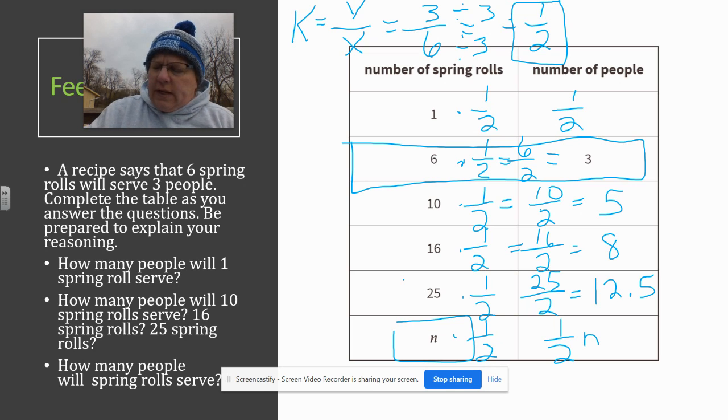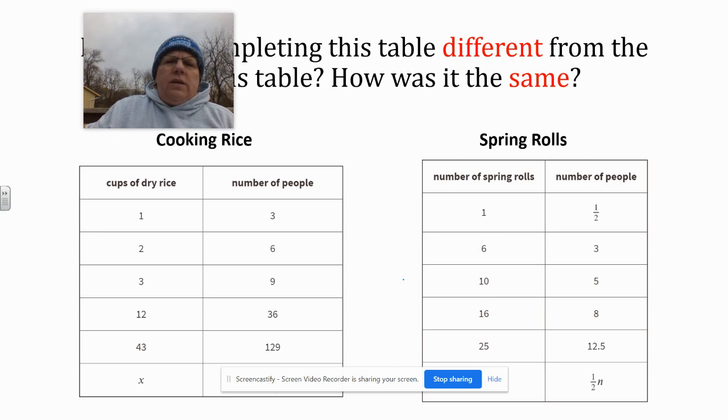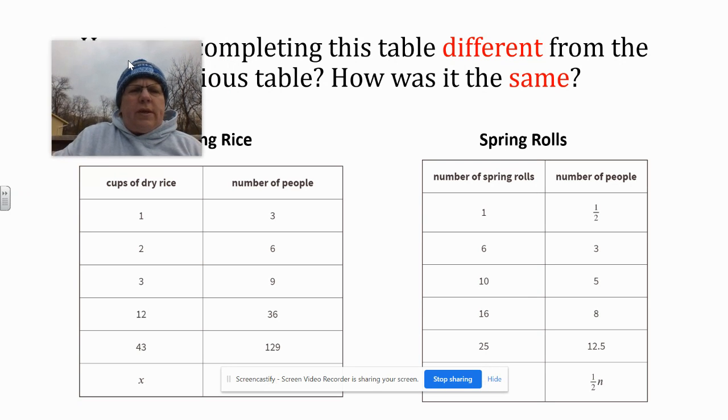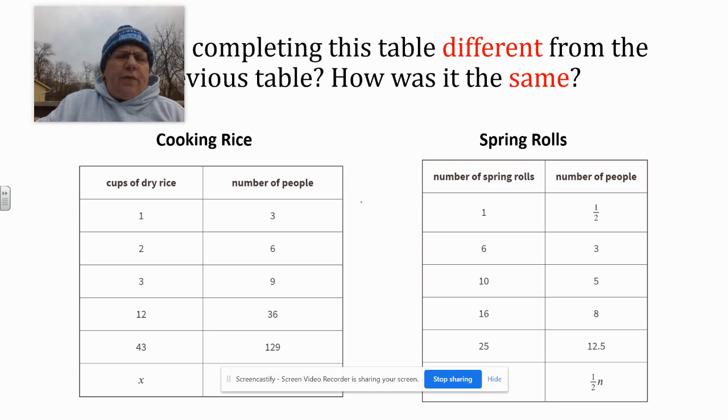Let's look at what the difference would be between this particular table and the table before it. So completing this table that we did with the cooking of the rice and looking at the spring rolls, we want to know what were some of the things that were the same and what were some of the things that were different. Here are the completed tables for both of them.